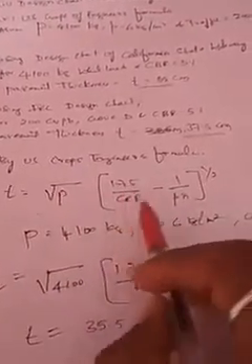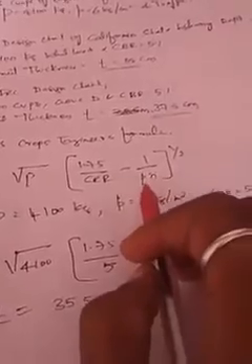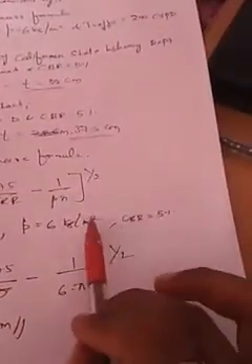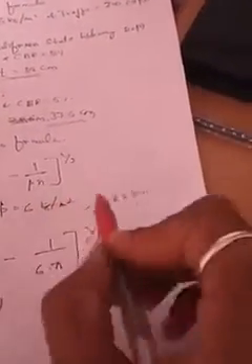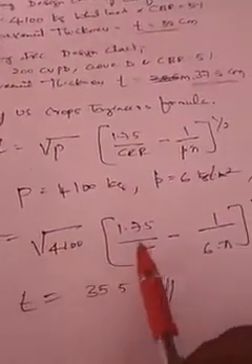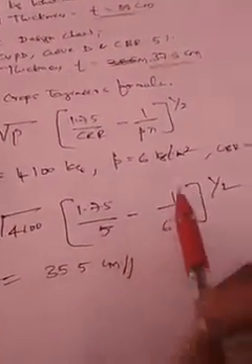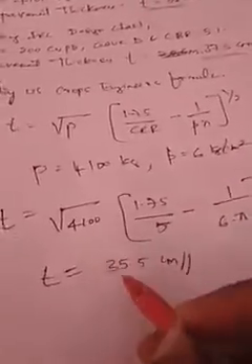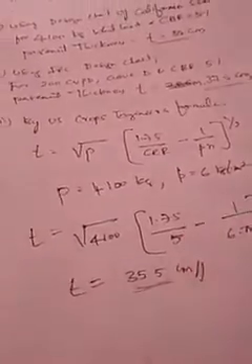T is equal to under root of P times (1.75 divided by CBR minus 1 divided by small p into pi), raised to 1 by 2. Capital P is given as 4100 kg, small p is 6 kg per centimeter square. Then CBR is 5%. So substituting the values, T is equal to under root of 4100 times (1.75 divided by 5 minus 1 divided by 6 pi), raised to 1 by 2, we will get 35.5 centimeter.